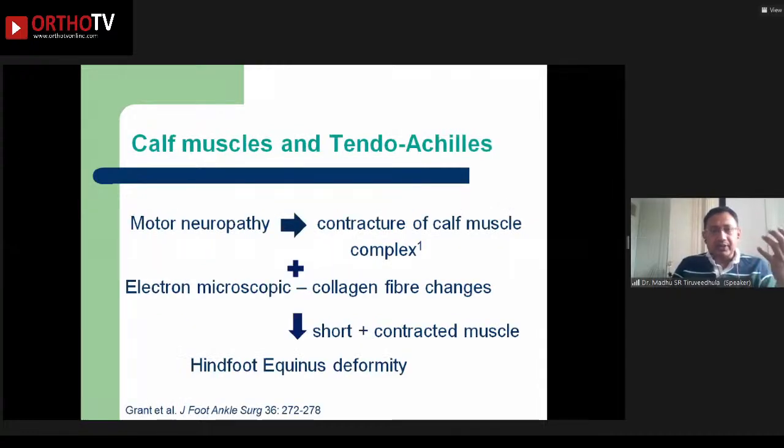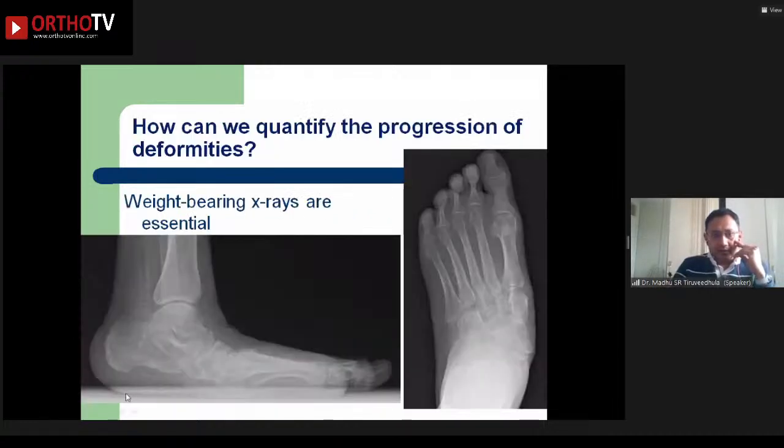Various studies have shown that the effect of the neuropathy on the large muscles is to produce a contracture of the muscles. The gastrocsoleus muscles contract, and there are electron microscopic changes seen in the tendo Achilles collagen fibers, with glycosylation and so on, that cause shortening of the tendon fibers as well. So you have a contracted muscle and a shortened tendon, which produces quite significant hindfoot equinus. As a result, you get a significant equinus deformity.